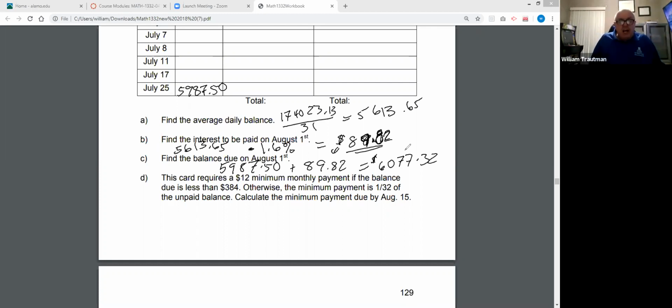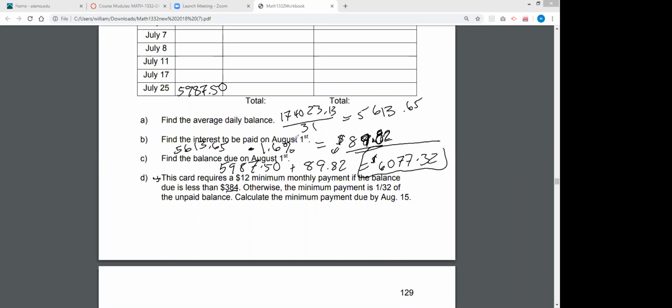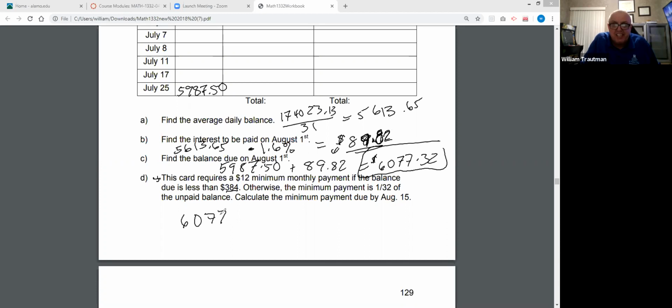Exactly. But let's see how the bank's going to calculate my monthly minimum payment. It tells you this card requires a minimum payment of $12 a month if the balance is less than $385. Oh, it's not. Our balance is definitely more than $384. I mean, yeah, we went up $610.06. Yeah, we went up a lot.